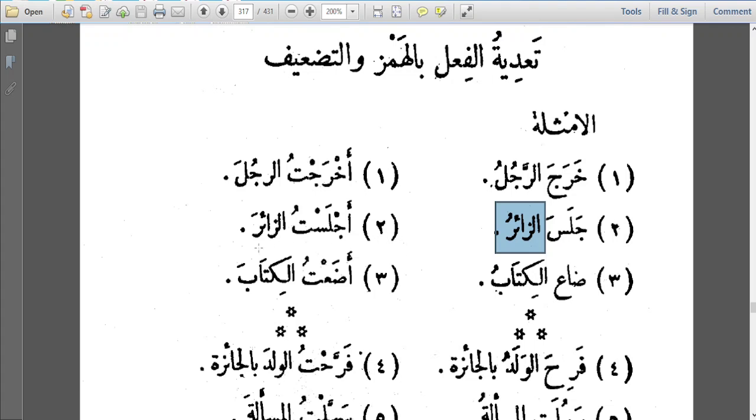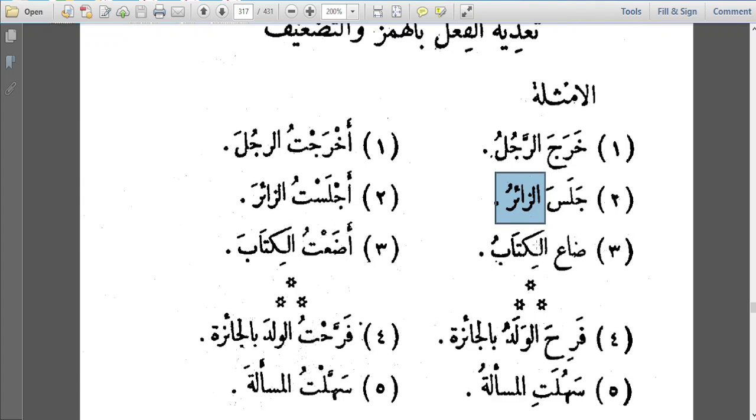أجلست الزائر. I made the visitor sit. I made him to sit. So now you have أجلس and then the تاء, which is the fa'il, and then you have الزائر, which is the مفعول به. جميل. Now you have ضاع. ضاع الكتاب. The book is lost or is missing. So ضاع is the فعل and then الكتاب is the fa'il.